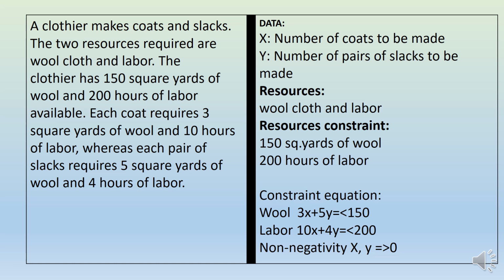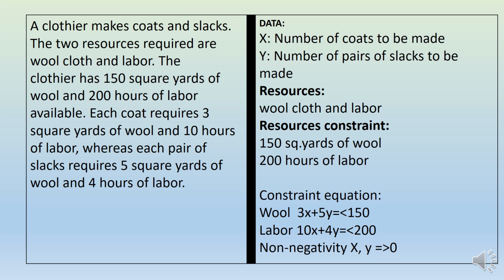Whenever you get this kind of situation in which you have different constraints and it is mixed up, you have to sort them out. Wool has to be together and labor has to be together. So 3 square yards of wool plus 5 square yards of wool has to be in the equation, and that is the maximum he has, so less than or equal to. Labor is 10 hours for a coat and 4 hours for slacks. So you see, the equation will be like that.